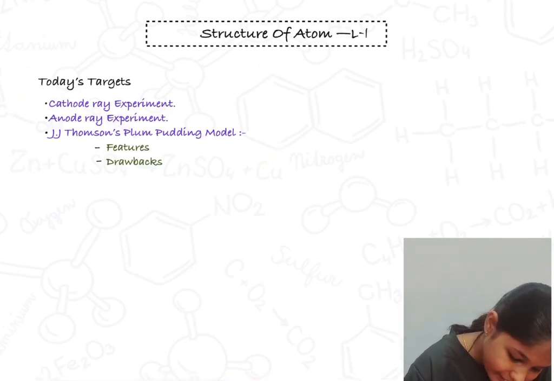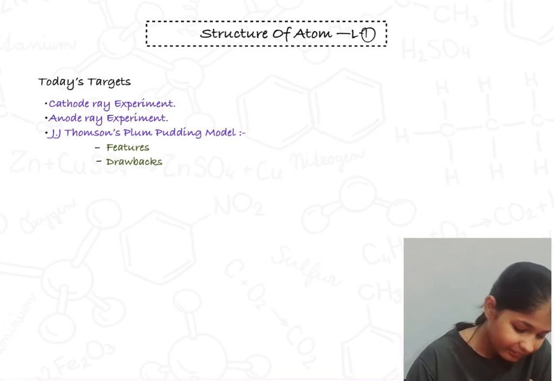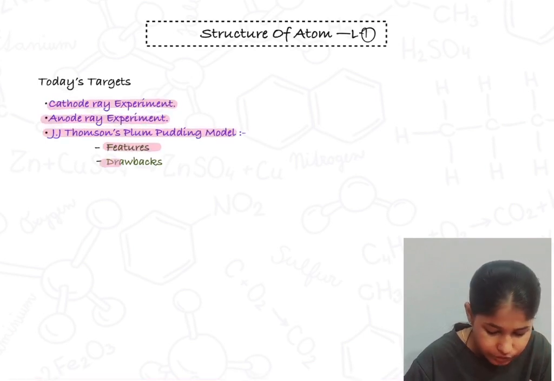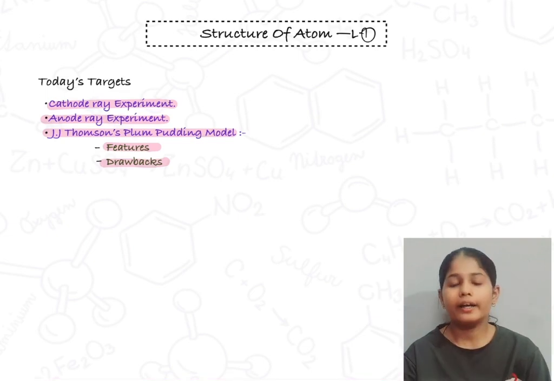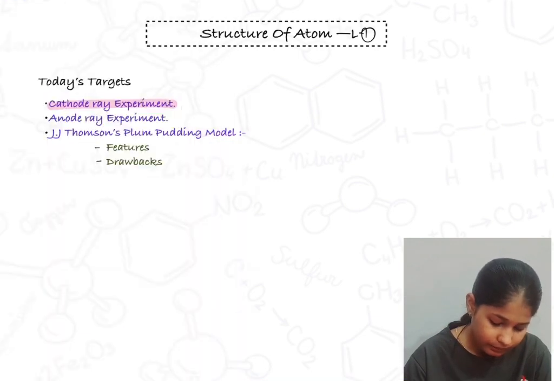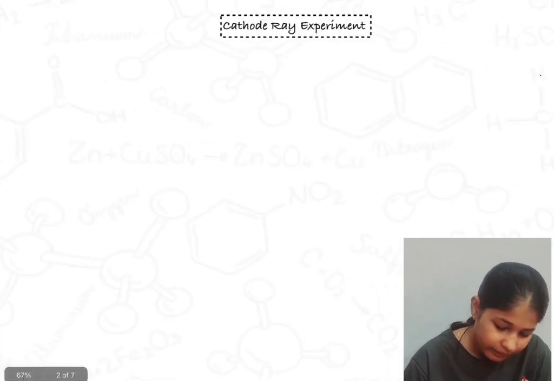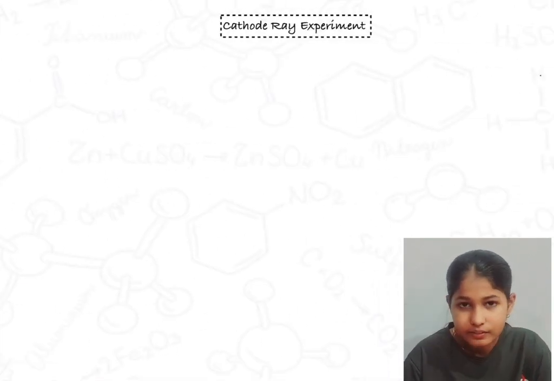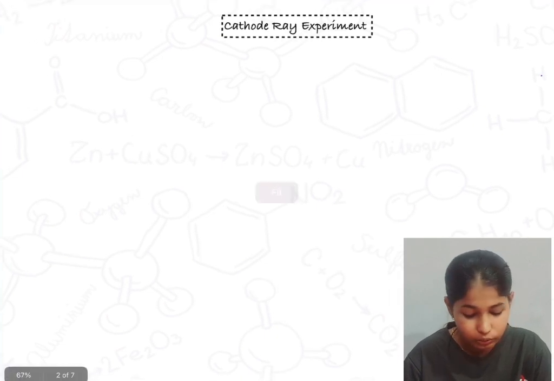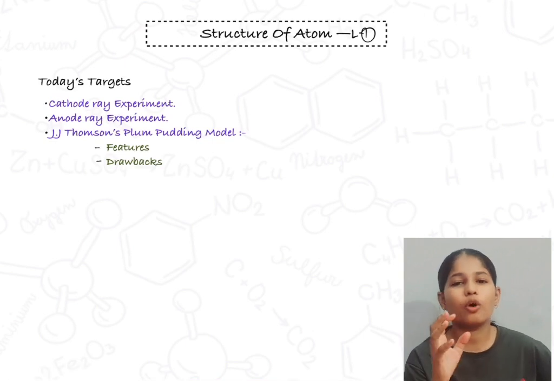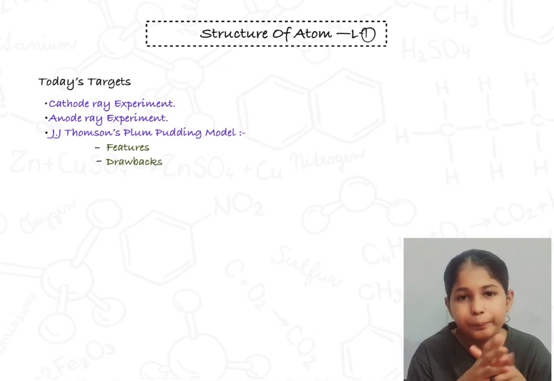Let me write here, this is lecture number 1: cathode ray experiment, anode ray experiment, J.J. Thomson's plum pudding model, in which we are going to talk about its features and drawbacks. Let's start. Our first experiment is the cathode ray. But before starting the cathode ray, I am going to talk about some basic information about the atom.